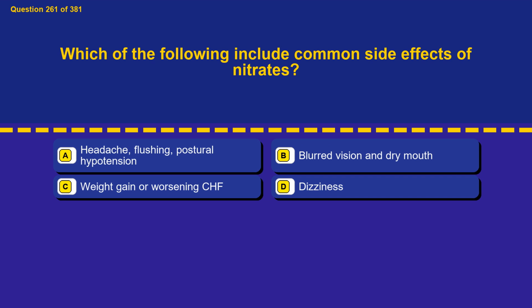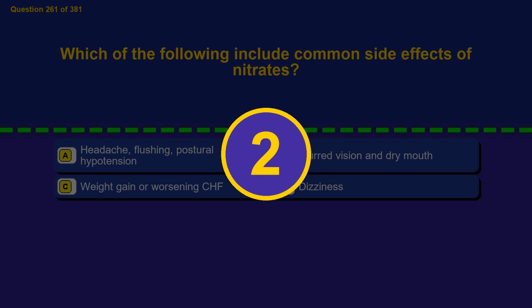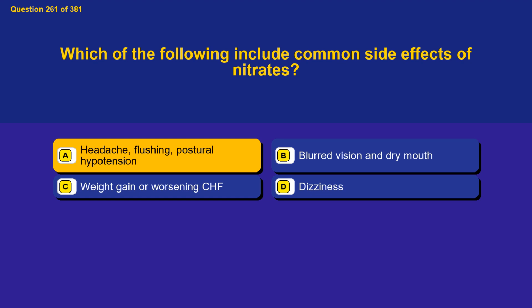Question 261. Which of the following include common side effects of nitrates? Option A, headache, flushing, postural hypotension. Option B, blurred vision and dry mouth. Option C, weight gain or worsening CHF. Option D, dizziness. The correct answer is option A, headache, flushing, postural hypotension.